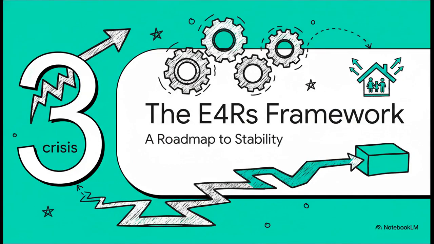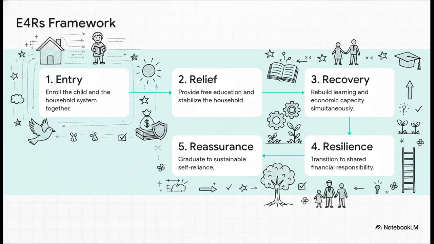So how do they actually do this? Well, this idea is built into a really smart, structured, and phased framework they call the E4Rs. You can think of it like a roadmap to get a family from crisis all the way to stability. So the framework is this 5-phase journey. You've got entry, relief, recovery, resilience, and finally, reassurance. And each of these steps is very intentionally designed to move a family from being totally dependent on aid to becoming completely self-reliant.